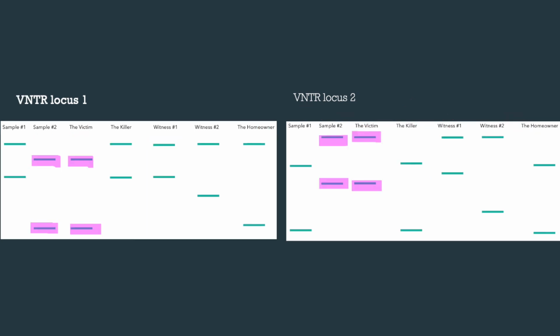Next, looking at sample 2, we see that the only match is with the victim for locus 1. Therefore, all other prospects can be ruled out. To verify the findings, we look to locus 2 and also see that sample 2 only matches with the victim. Therefore, we can rule out all other prospects and verify that the DNA sample found at the scene had to belong to the victim.